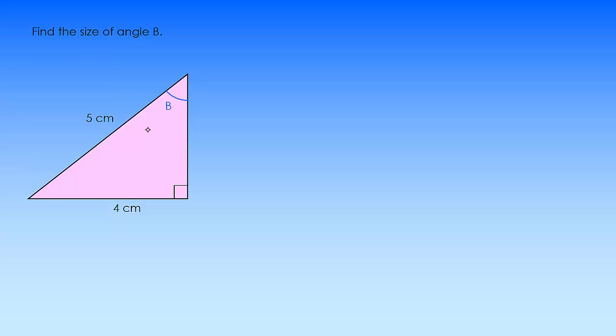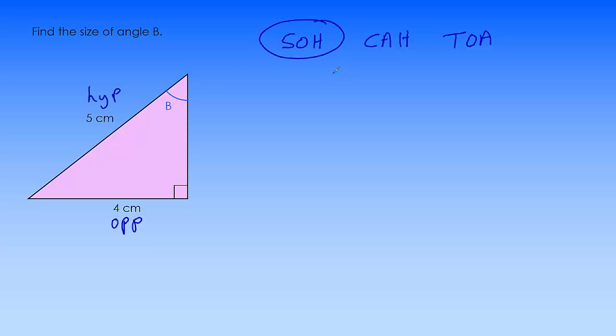Now here we have a second example. We want to find the size of this angle here, B. Now compared to B, this side over here is the opposite, and this side is the hypotenuse. Start, as always, with the mnemonic. Opposite and hypotenuse means sine, and that means the sine of our named angle is equal to the length of the opposite divided by the length of the hypotenuse. So in this case, sine B is 4/5.